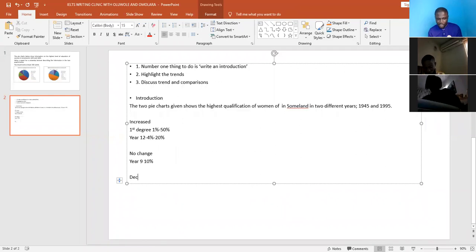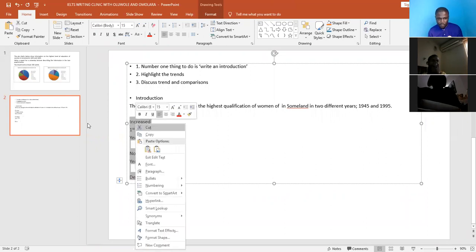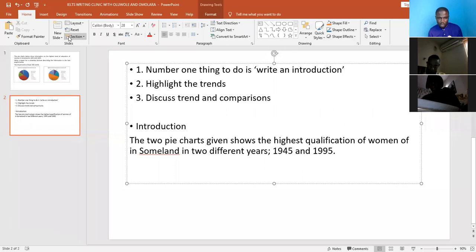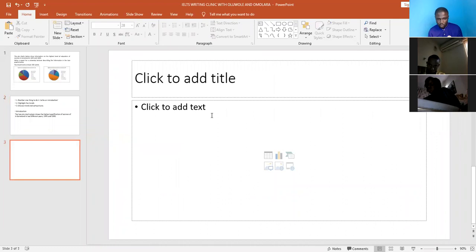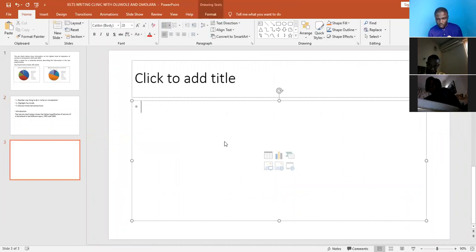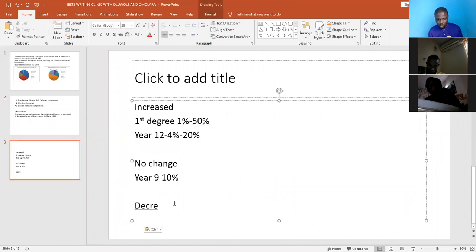Let me now write decreased. Let me write it on another paragraph, it's getting smaller, on another slide. So this is it, decreased. Okay, so let's go to the next one now.